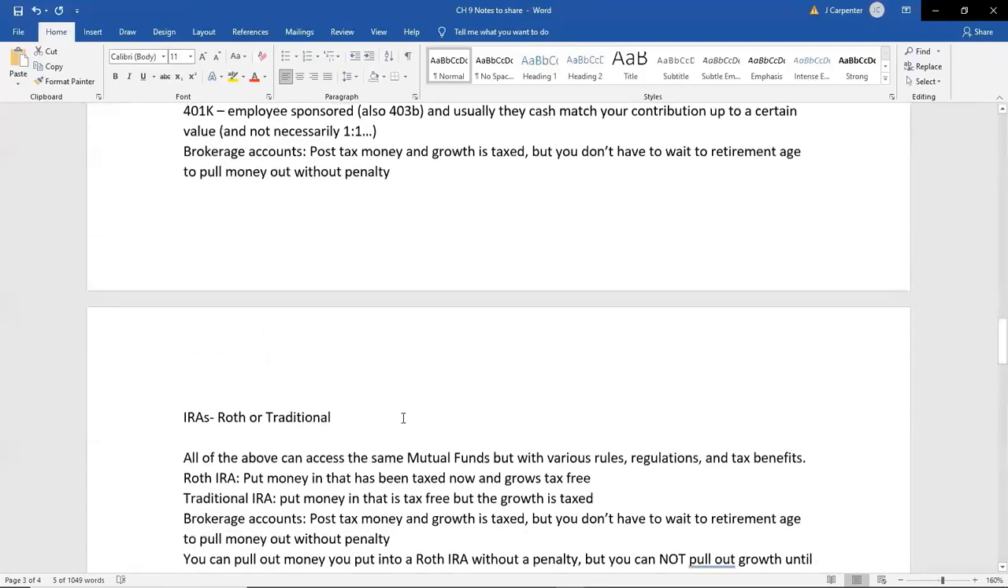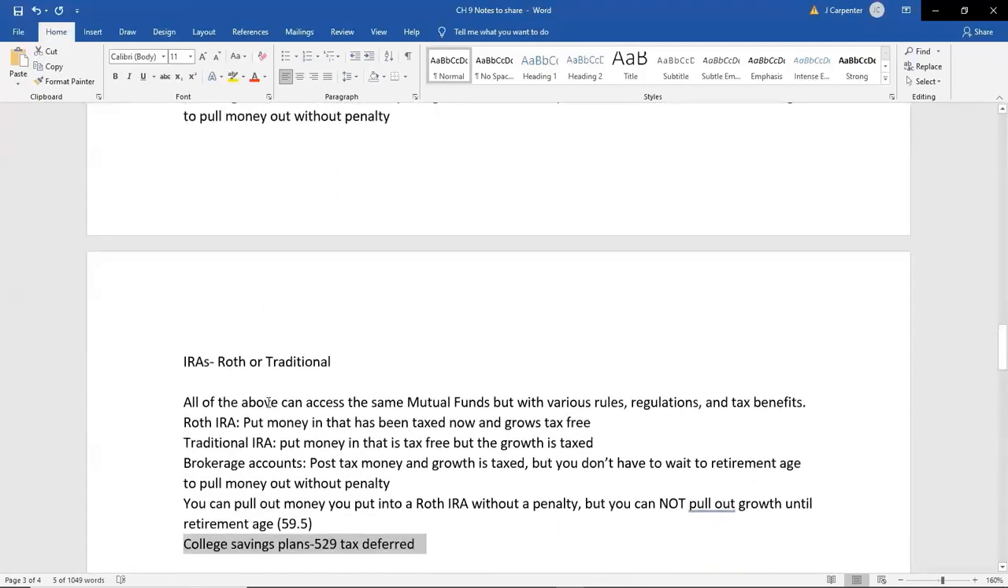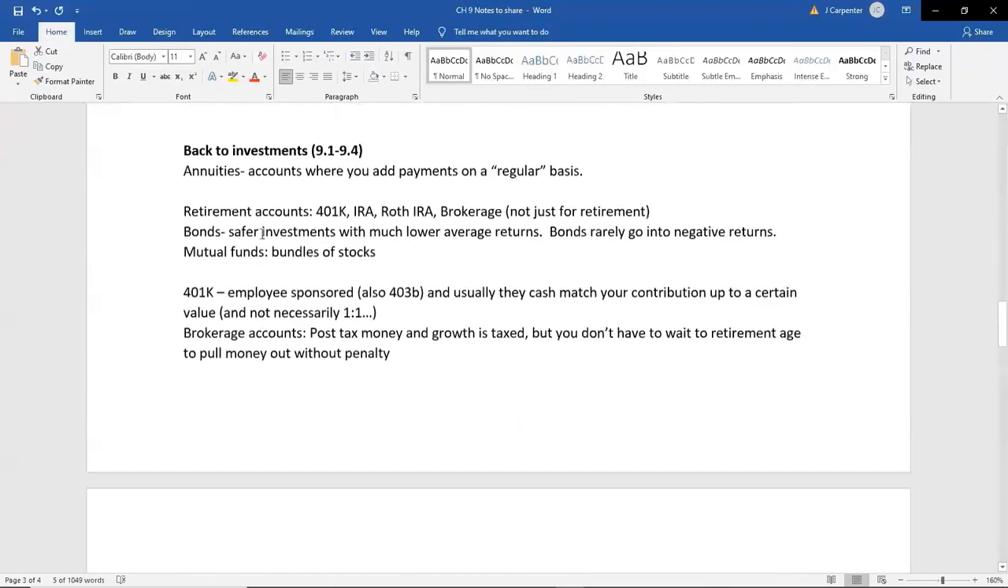All right, so I keep talking about these mutual funds. Mutual funds are bundles of stocks.